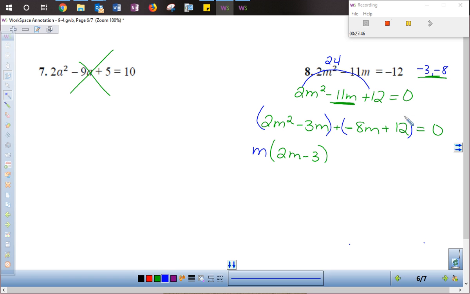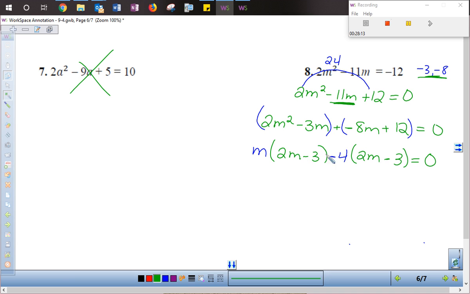On my second term here, I have negative 8m plus 12. The greatest common factor between 8 and 12 is 4. But since my first term here is negative, that means I need to factor out a negative sign as well. So negative 8m divided by negative 4 is a positive 2m. And a positive 12 divided by a negative 4 is a negative 3. Then don't forget your equal 0.